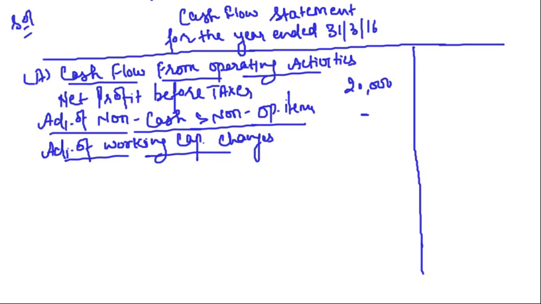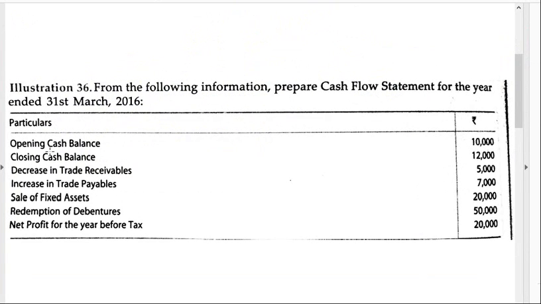Do we have any working capital changes? Cash balance, no. Trade receivables, yes, it is a sundry debtors. It is an asset. There is a decrease in the trade receivables. There is a decrease in the current asset. Now, what does this mean?